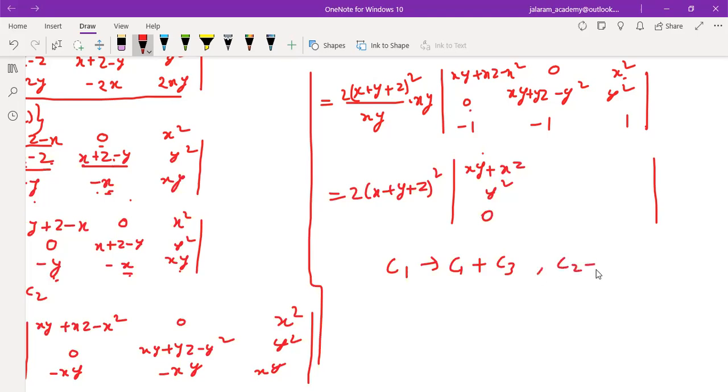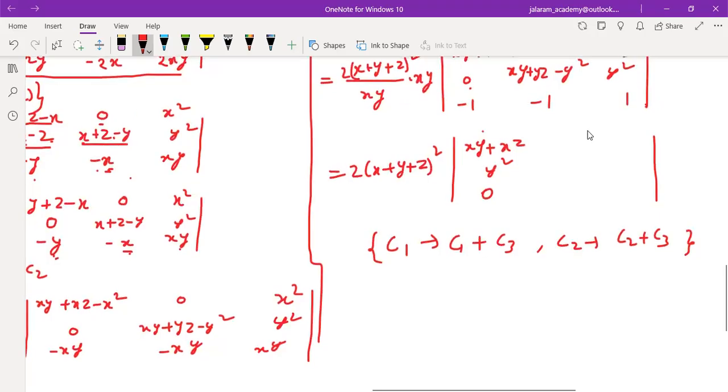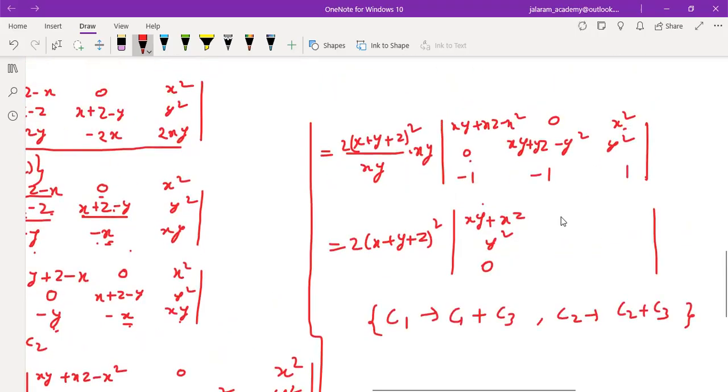Again, C2 is also operated as C2 plus C3. As we have to bring zeros in the same row or in the same line, these zeros are in a different line, so there is no use of these zeros. So 0 plus x square will be x square. Again, xy plus zy minus y square plus y square cancelled out, xy plus yz, minus 1 plus 1, 0. Then x square, y square, and 1.